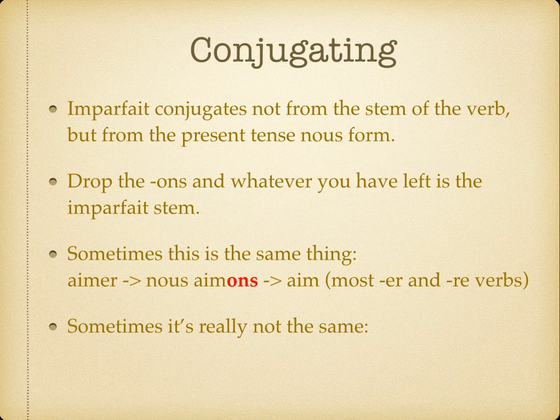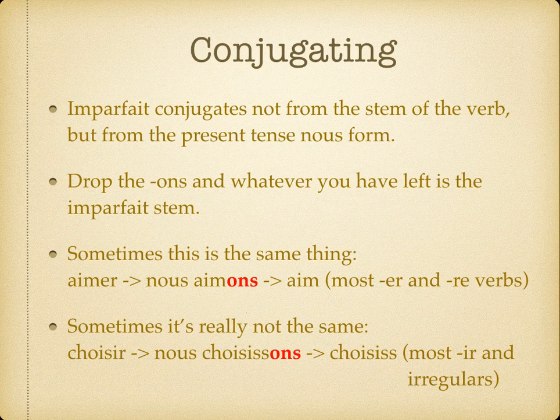However, sometimes it's not even close to the same. So for example, choisir, when we conjugate into present tense, becomes nous choisissons. To find our imparfait stem, we kill off our O and S, and what we have left is choisiss. Not even close to the original stem. We have those ISS on the end of it. This is going to be true for most IR and irregular verbs, where the stem has nothing to do with the imparfait stem because they're coming from two different places.